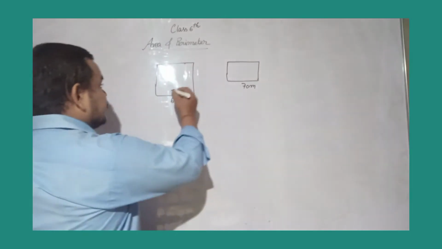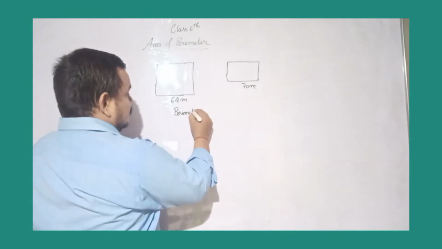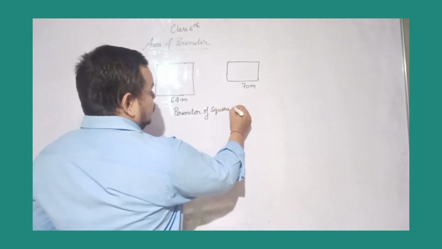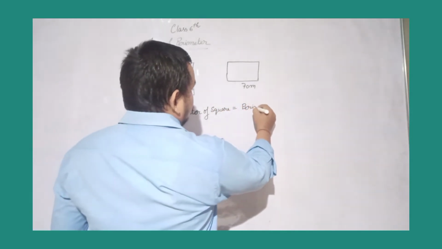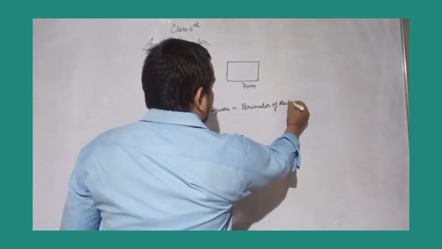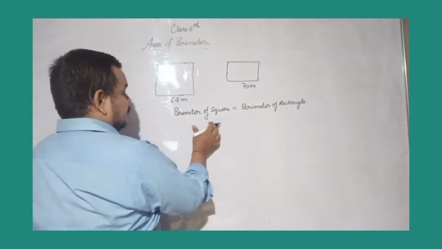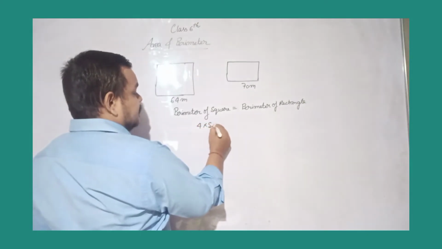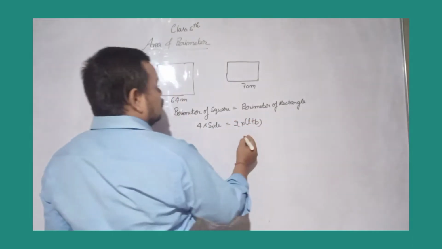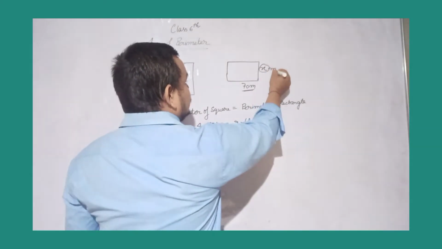According to this, it is telling that perimeter of square is equal to perimeter of rectangle. Formula: 4 into side, and here 2 into (L plus B). So length is given 70 meter and breadth is taken as x meter.